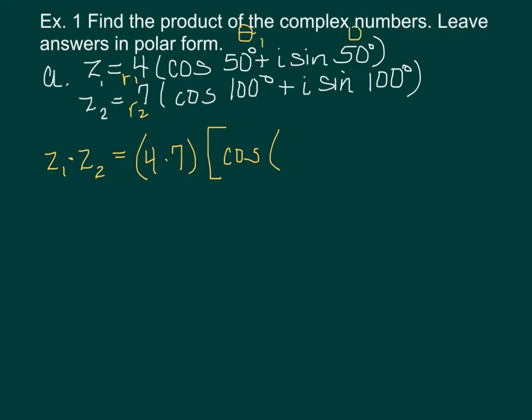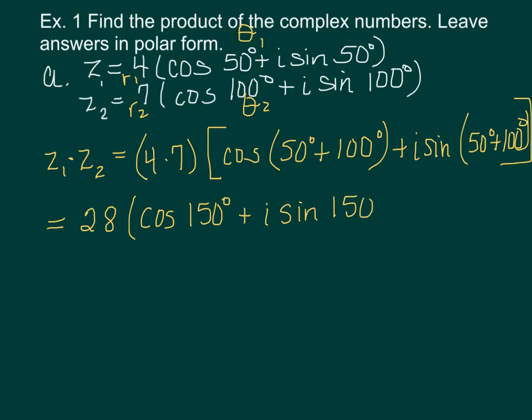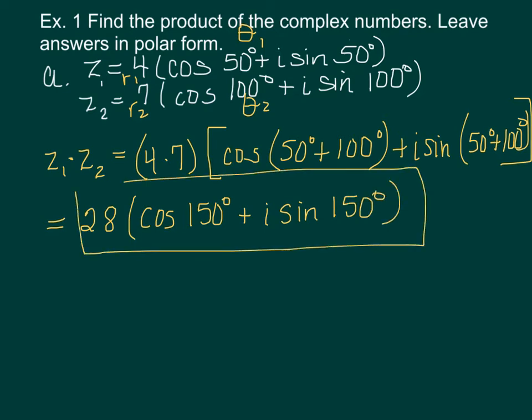Theta 1, and this is theta 2. Okay, so we're going to do cosine of 50 degrees plus 100 degrees. And then we're going to do plus I sine, the same thing, 50 degrees plus 100 degrees. So it'll look like this, 28. Now we don't need that bracket anymore. So it'll be cosine 150 degrees plus I sine 150 degrees. And we're going to leave our answer in polar form, so you're done.